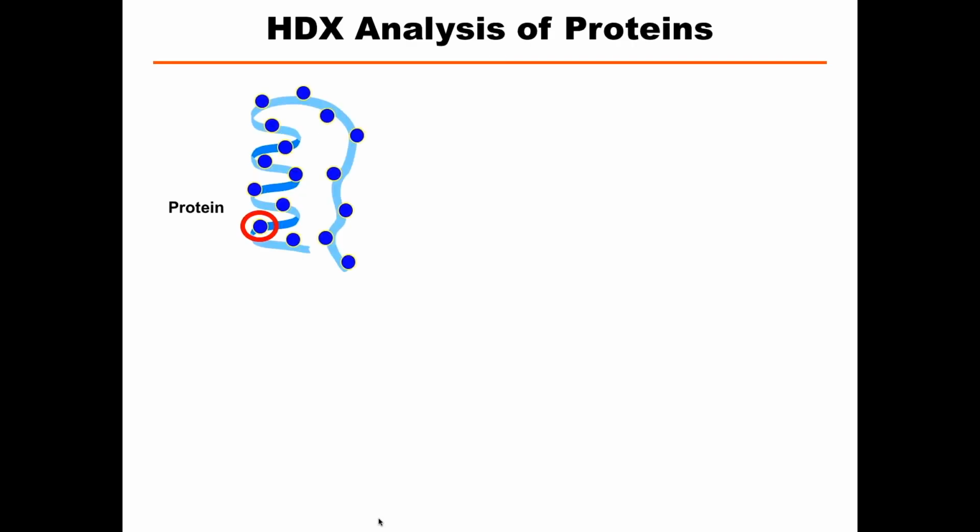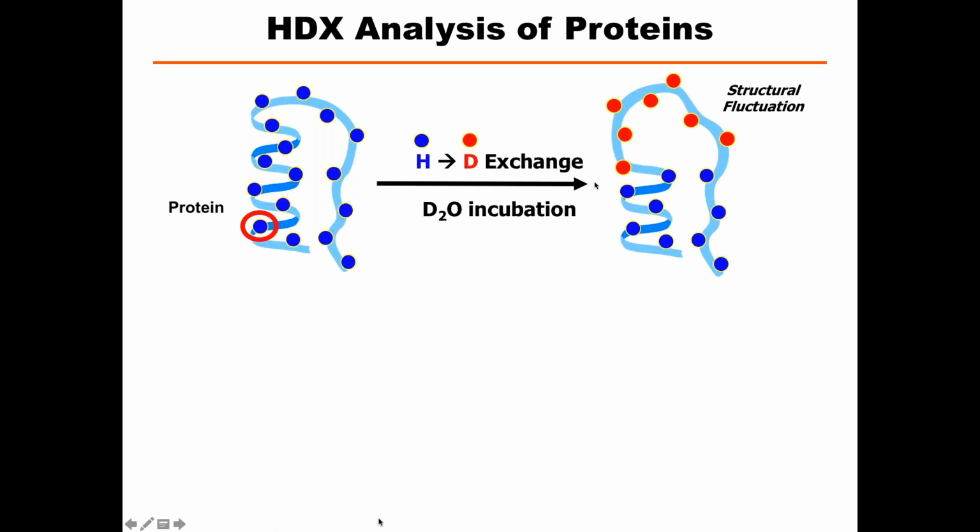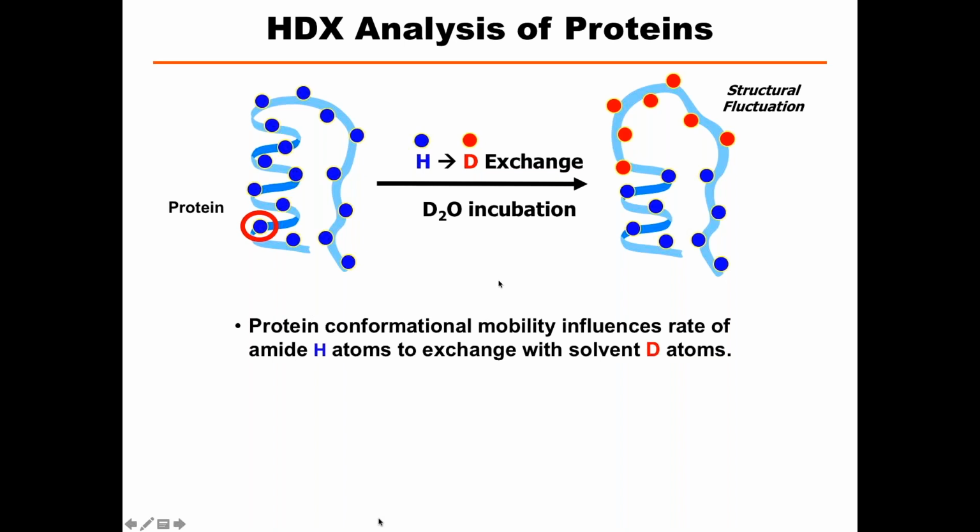So the general idea of HDX is that we want to use the exchange of protons within a protein as a way to measure fluctuations in structure within a protein. In other words, here's the protein under one conformation. The blue circles here represent amide hydrogens, and in the presence of deuterium, they're going to exchange. What makes the technique useful is that not all amides are going to exchange at the same rate, and we're going to talk about why that's the case. Really, the protein conformational mobility influences the rate of amide hydrogen exchange with solvent deuterium. The value is that we've now isotopically labeled the protein, and then we can use mass spectrometry to measure this phenomenon.